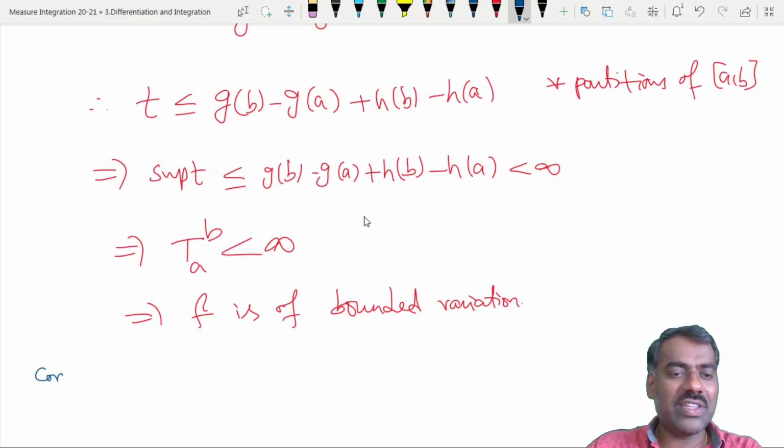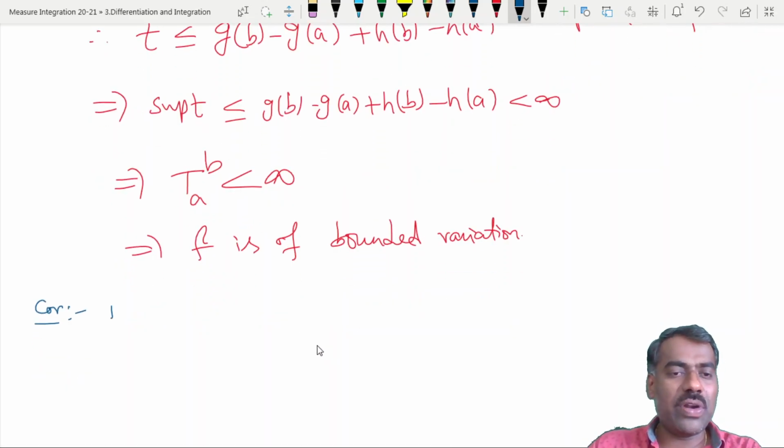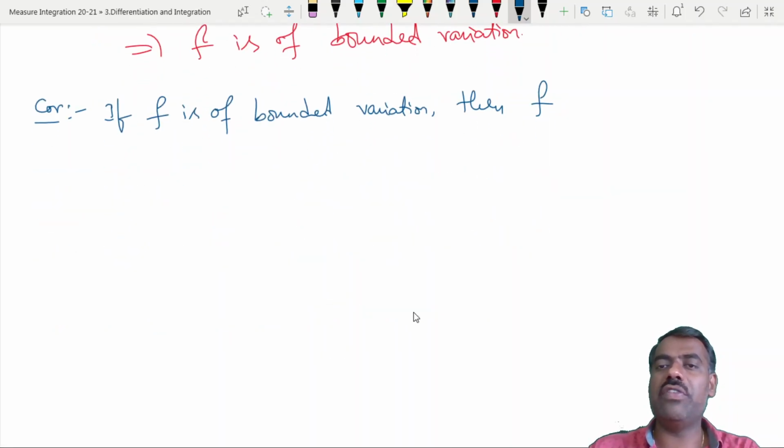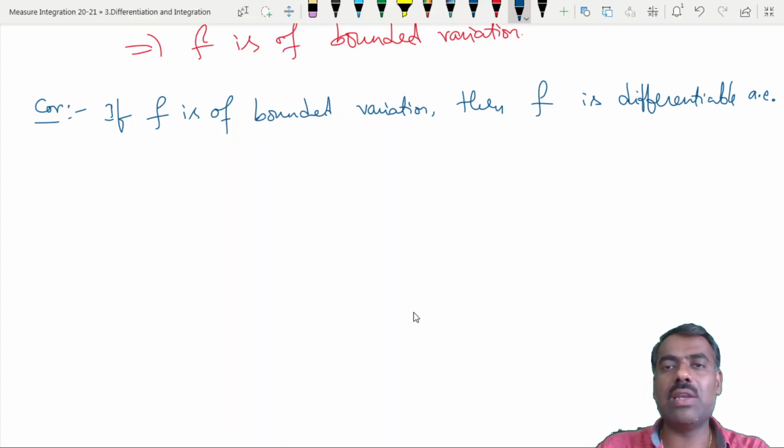So we'll just end with a simple one-line corollary that if f is of bounded variation, then f is differentiable almost everywhere. I simply write a.e. It is understood that it is almost everywhere.